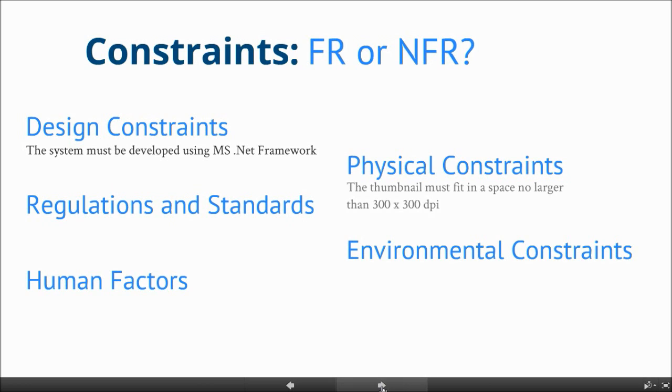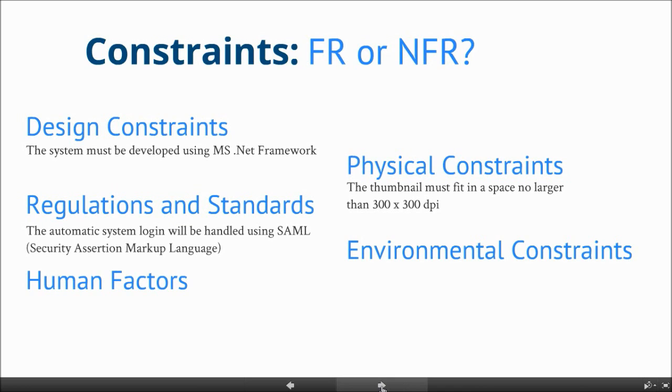Physical constraints. Again, we're talking about the screen. In this case, a physical constraint on a screen might be the thumbnail, the little iconic picture that is represented. The thumbnail must fit in a space no larger than 300 by 300 dpi. Regulations and standards. The automatic system login will be handled using SAML, which is Security Assertion Markup Language. It's a particular language which is really intended for dealing with security between systems.